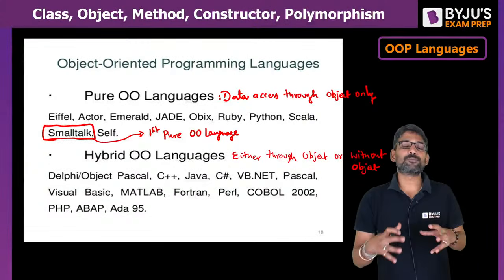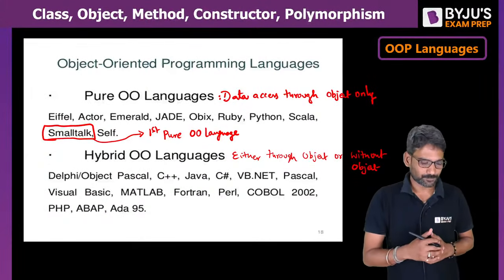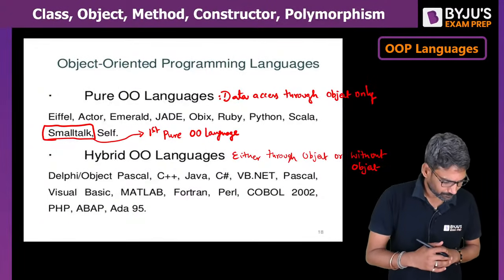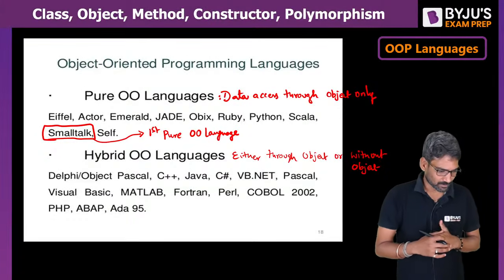And hybrid object-oriented languages support procedure-oriented approach also. Means without object also we can access data. Exactly Deepak. Yes, you are correct.